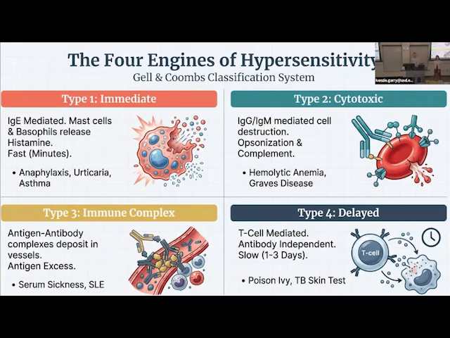Allergies, anaphylaxis, asthma, and urticaria are type 1, and some autoimmune diseases can be type 2 and type 3. Atopic dermatitis and poison ivy reaction are type 4 delayed hypersensitivity reactions.